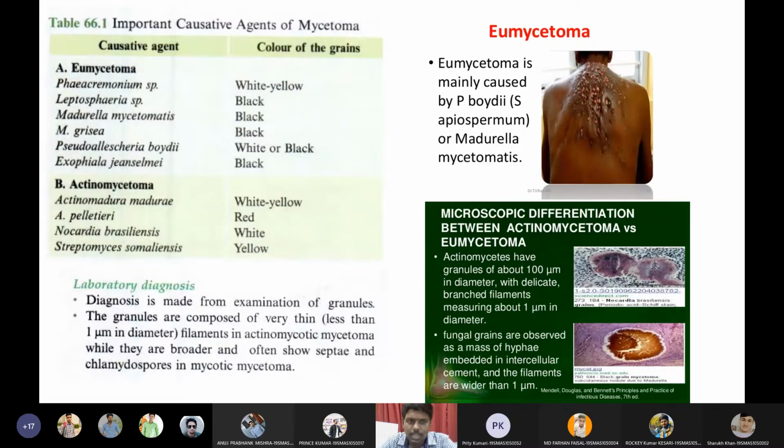So by observing these granules, we can say the type of fungal infection. In the KOH preparation, we can identify chlamydospores. Septate hyphae and chlamydospores will be present in the infection. In the KOH, we can see chlamydospores.